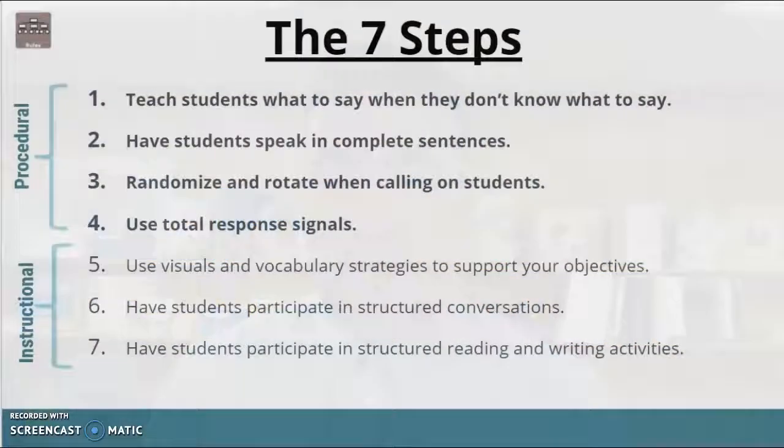Today we're going to look at step number 4. In previous videos we did step 1, 2, and 3, but let's go ahead and do a little recap here together. I'm going to show my screen.